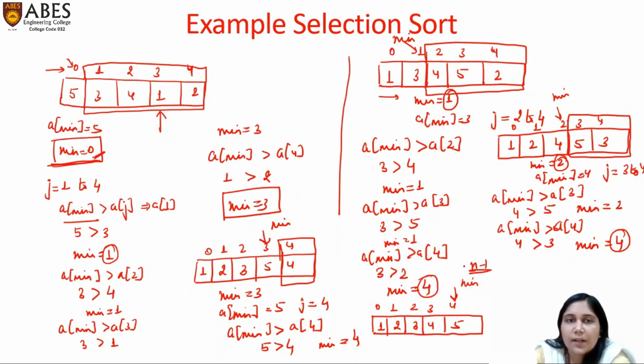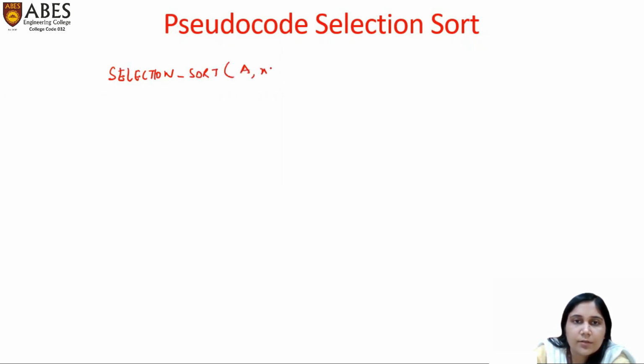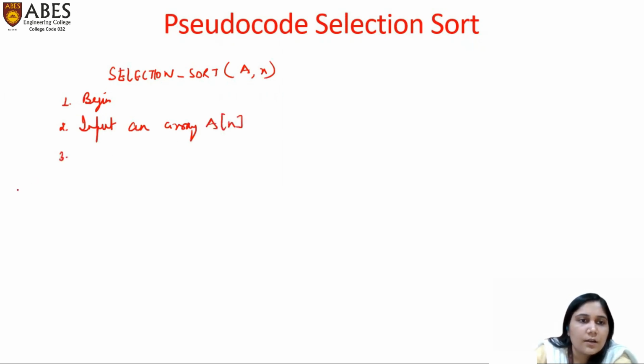All right. So if I write the pseudo code for this particular section, then you can see that first of all, suppose this is my selection sort, the name of my algorithm, and an array I am taking, A. Right. So if I start writing from here, begin. Second, input an array. Suppose A of n I have inputted.